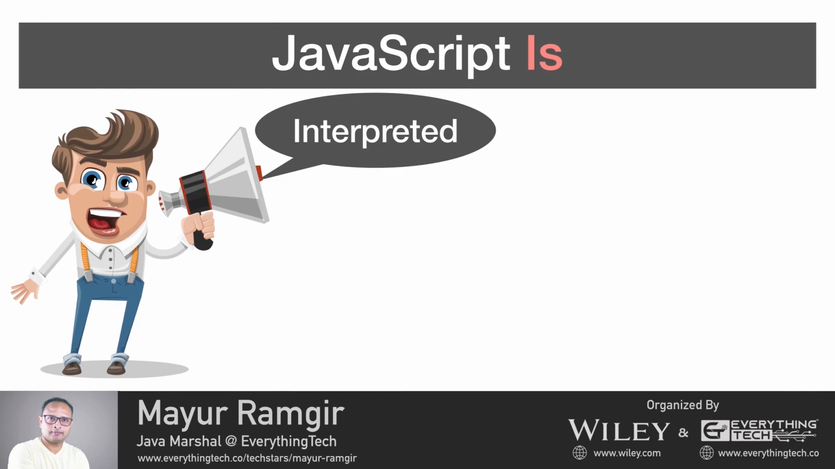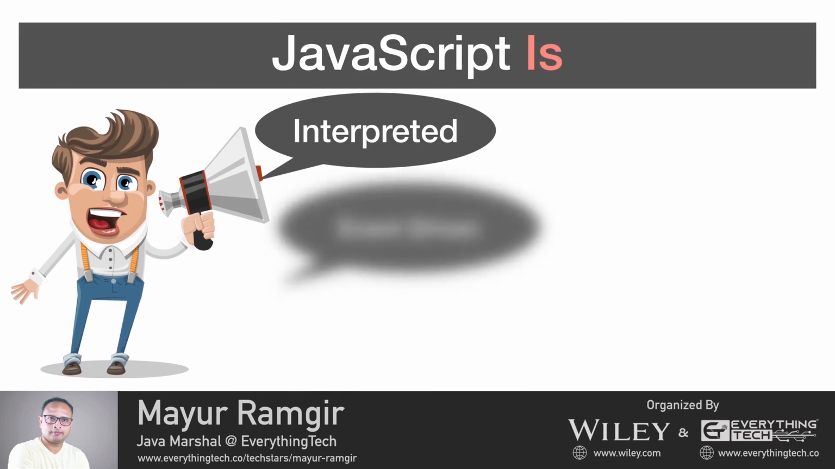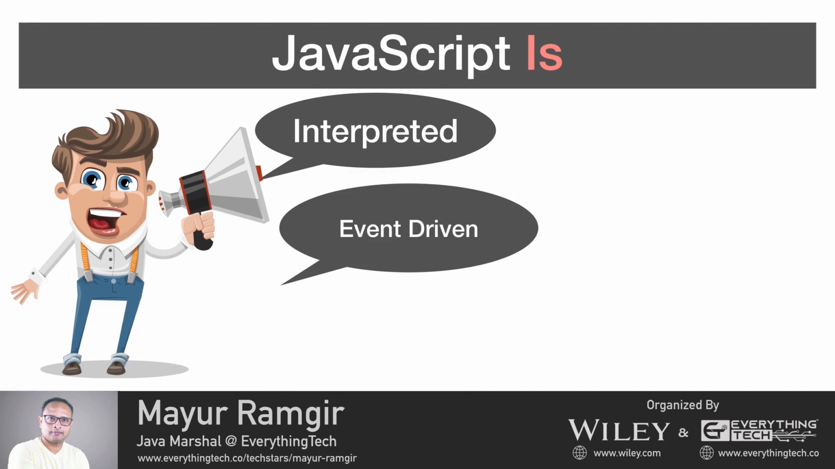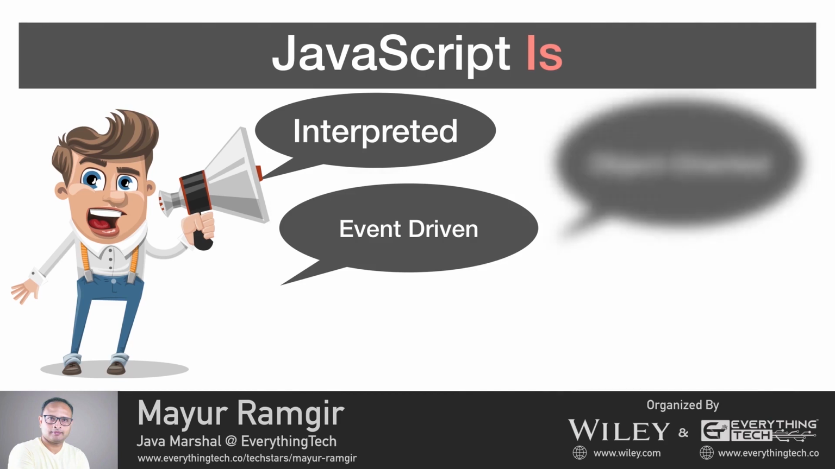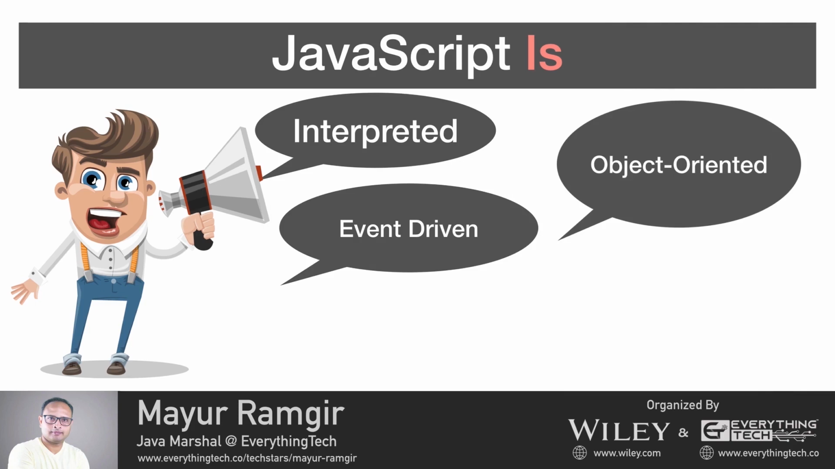JavaScript is an interpreted language and not a compiled language, which means there is no compiler, just an interpreter in the browser. It is an event-driven language where every execution is based on an event. It is an object-oriented language, however, not a class-based object-oriented language like Java, C++, etc., but a prototype-based language.